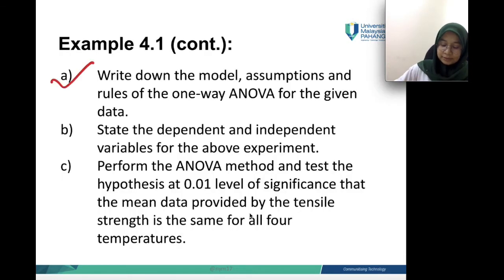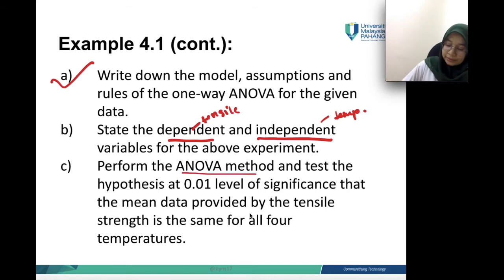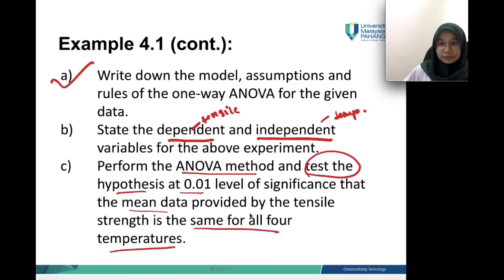Okay, done. State the dependent and the independent variable. So the dependent is the tensile strength. The independent is the temperature. Perform the ANOVA method and test the hypothesis at alpha 0.01 that the mean data provided by the tester is the same for all the temperatures. So the question asks you to test whether mu1, mu2, mu3 are all the same or not. So we can use the one-way ANOVA method.